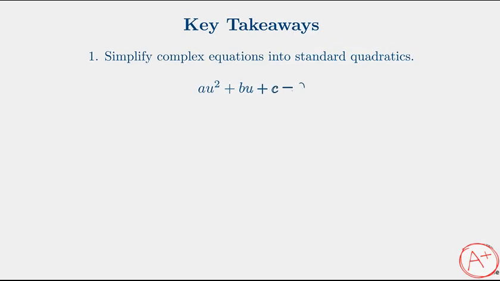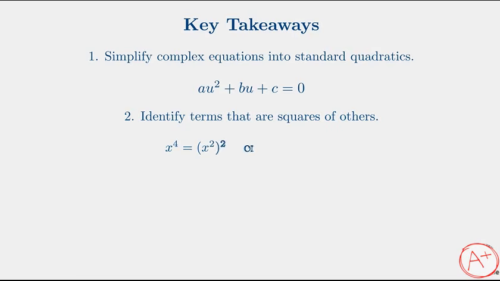Substitution is a powerful tool used to simplify complex equations into a standard quadratic form of the type au squared plus bu plus c equals 0. Always look for a term that is the square of another term in the equation, such as x to the power of 4 being the square of x squared, or e to the power of 2x being the square of e to the power of x.